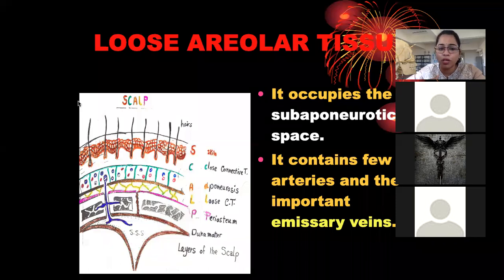It can pump out. Let's say one of the blood vessels inside the cranial cavity is obstructed. What happens? It forms a connection, so it can take blood from outside also so that the brain does not suffer. That is the advantage of emissary veins. But actually, it can cause damage as well. That's why this fourth layer is called the dangerous area of the scalp. Am I clear, guys? Did everyone understand?